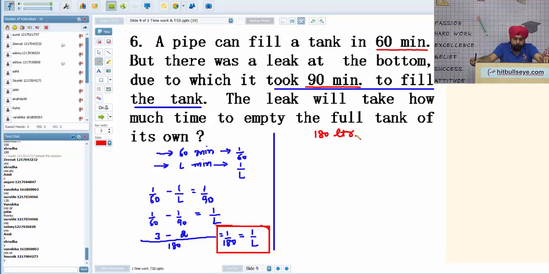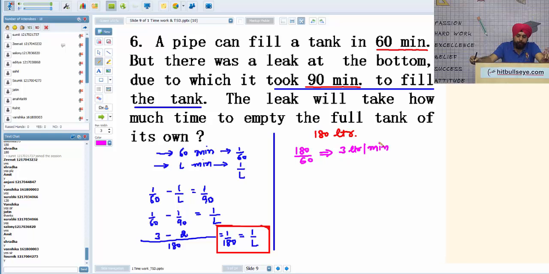which is to be filled. So we take the capacity to be 180 liters. Now just see how simply you can answer this question. Students, a pipe can fill it in 60 minutes. So if the capacity is 180 liters, what is the inlet rate at which the tank is filled? Can you say it is 3 liters per minute?